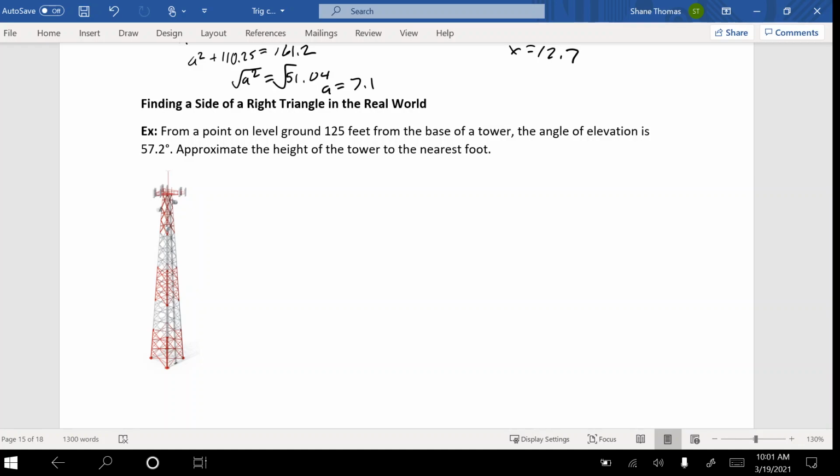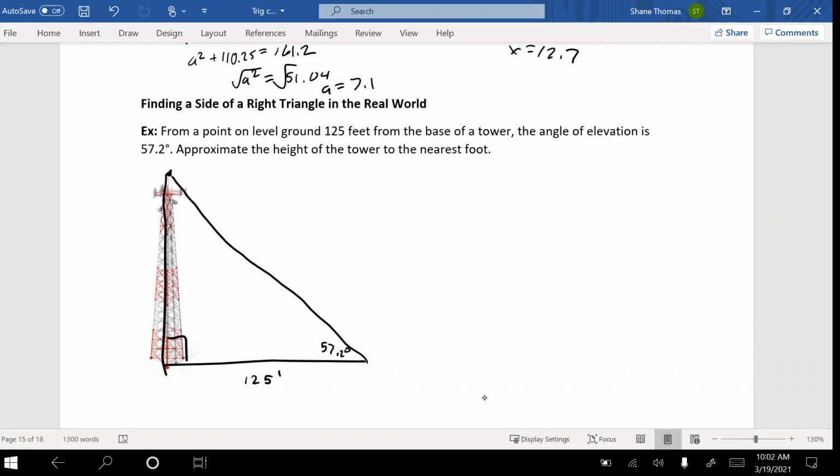Okay? So looking at this guy, let's make a triangle. I'm looking to this point here, right? Here's the ground. And I'm just going to turn this into a right triangle. So I know my angle. I know how far I am from the base of the tower. I'm 125 feet from the base of the tower. I know that my angle of elevation is 57.2 degrees. Right there creates my right triangle.